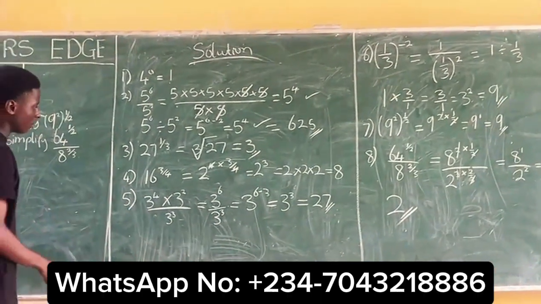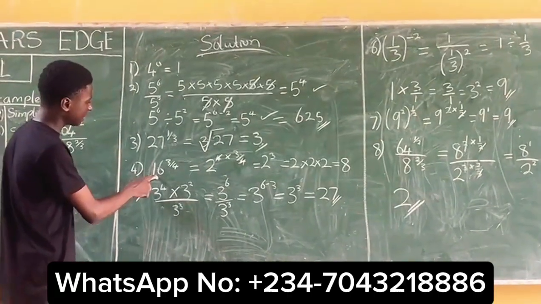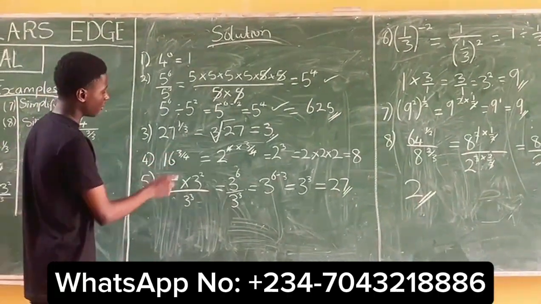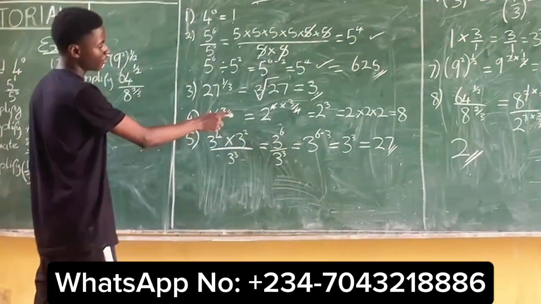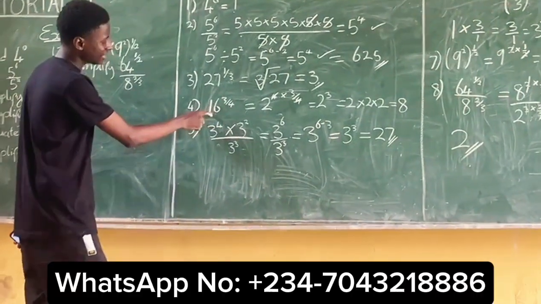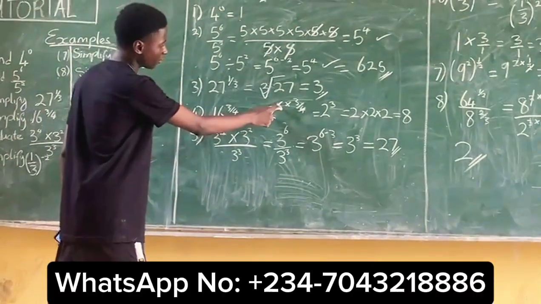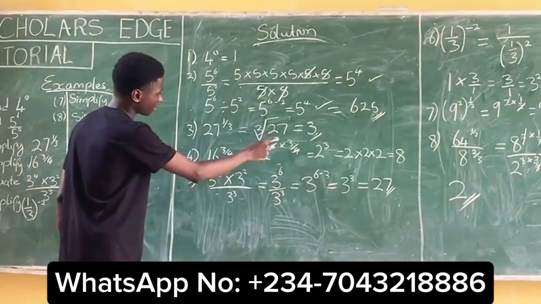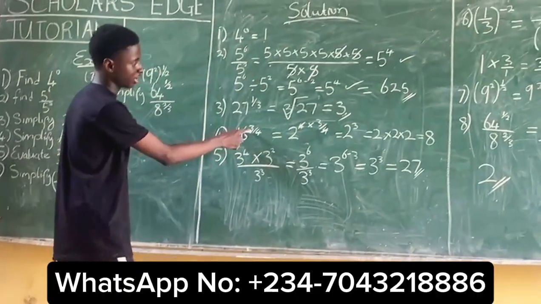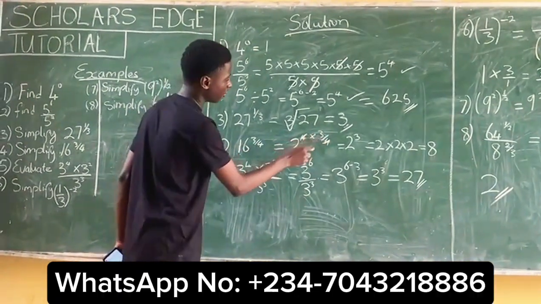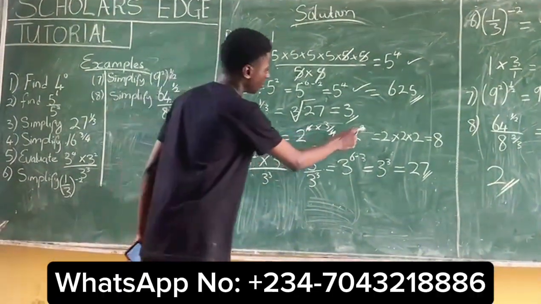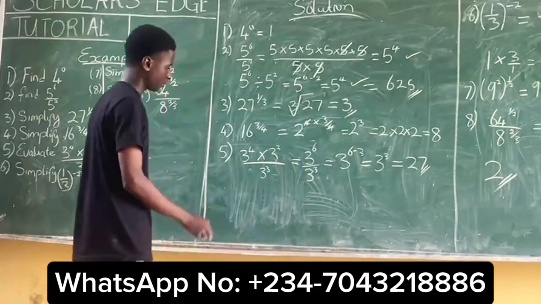Coming back to number 4. For number 4, 16 to the power of 3 over 4. I say express 16 to have the power of 4. So if you are writing 16 to have the power of 4, we have 2 to the power of 4. Put 2 to the power of 4 times 3 over 4, which is the power that was here. We cancel out 4 and 4, and we have 2 to the power of 3, which is 8.